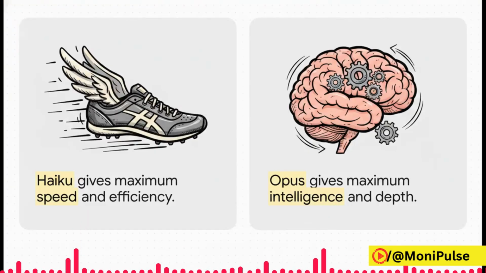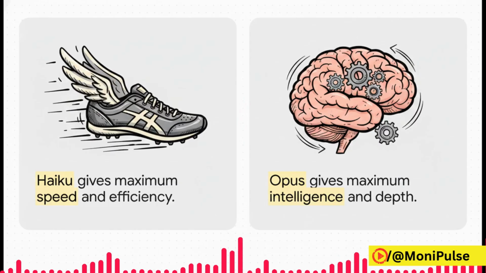Let's actually contrast the two extremes for a second. On one end, Haiku gives you maximum speed and cost efficiency. On the other hand, Opus gives you maximum intelligence and deep reasoning. Comparing them directly really highlights why this hierarchy even exists in the first place. Think about it. If you only had Opus, simple tasks would be way too expensive and way too slow. But if you only had Haiku, complex tasks would just fail entirely. And that perfectly highlights why having Sonnet sitting right there in the middle is just so incredibly necessary for everyday balance.